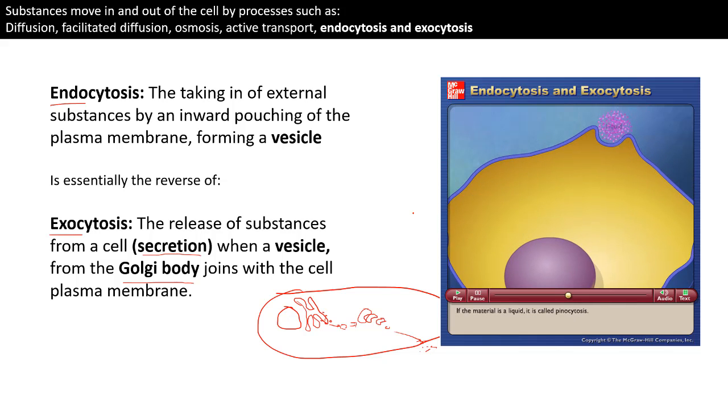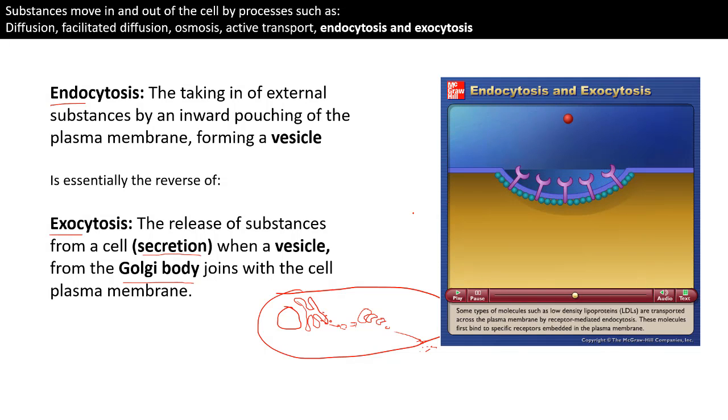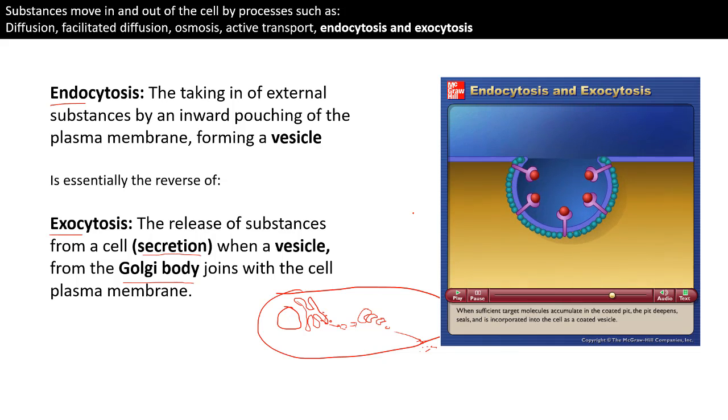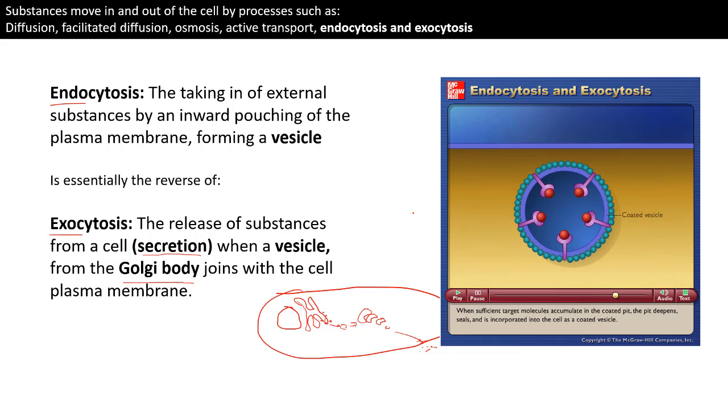If the material is a liquid, it is called pinocytosis. Some types of molecules, such as low-density lipoproteins, LDLs, are transported across the plasma membrane by receptor-mediated endocytosis. These molecules first bind to specific receptors embedded in the plasma membrane. The receptor molecules are concentrated in an indented pit coated by the protein clathrin. When sufficient target molecules accumulate in the coated pit, the pit deepens, seals, and is incorporated into the cell as a coated vesicle.